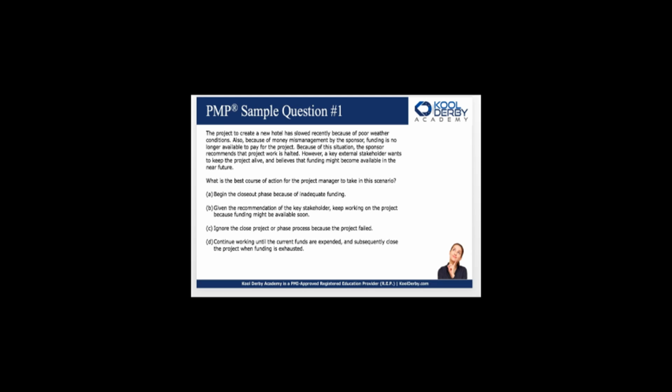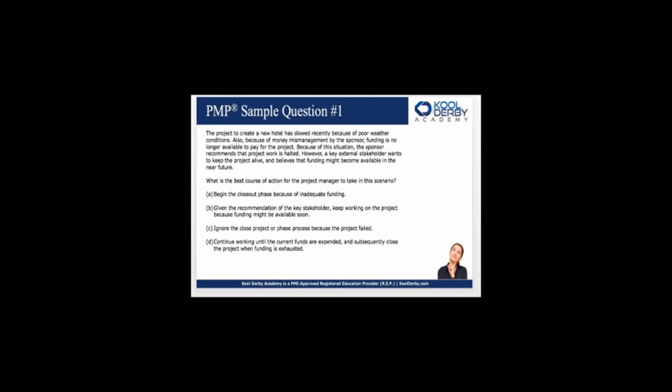You've got first poor weather conditions, right? That's important to know, but maybe not as important as the second sentence, and that is that we have a sponsor that is not going to be able to pay for the project. So what is the best course of action for the project manager to take in this scenario? You're being asked to pick the best answer, not the right answer, the best answer.